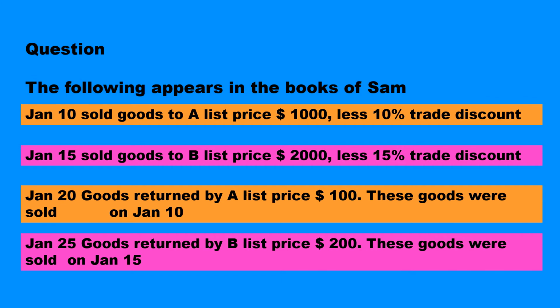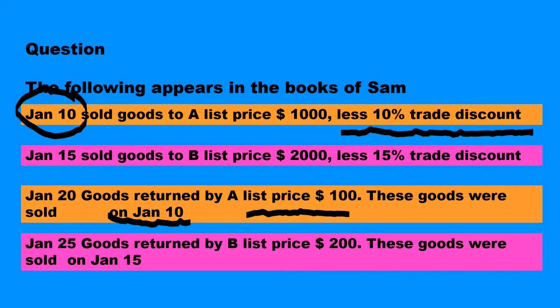If we come back to our question, the last two transactions, goods returned by A, list price 100. These goods were sold on January 10th. This is very, very important. Why? Because if we look at January 10th, we're going to see that A was given a trade discount of 10%.